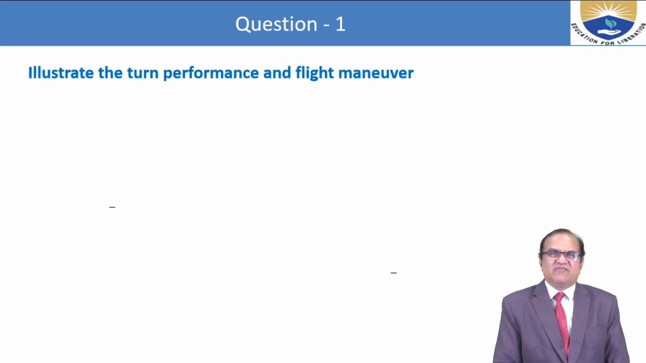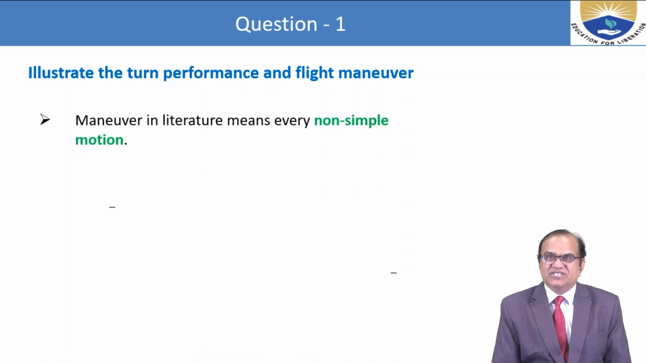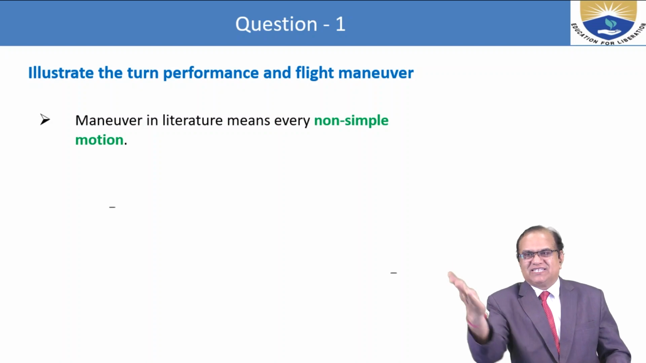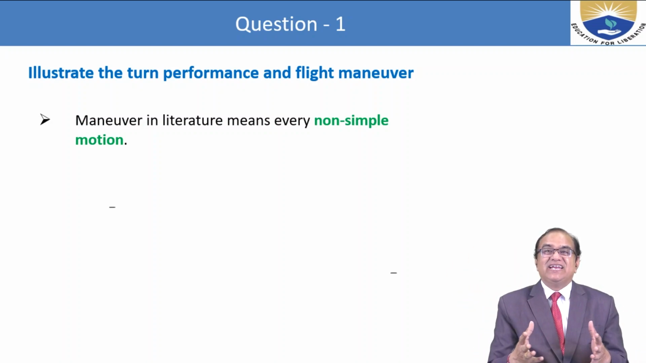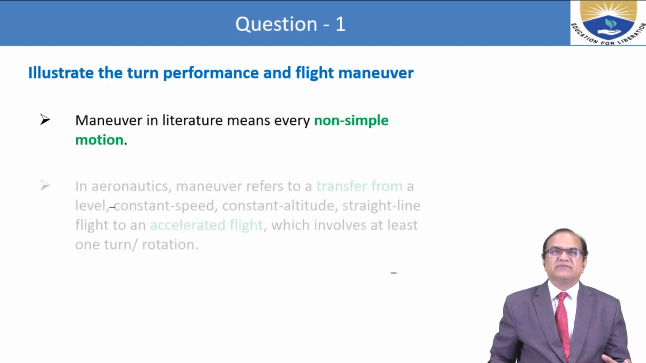The first question I will take from our bank is: illustrate the turn performance and flight maneuver. These are the two terms here, turn performance and flight maneuver. Maneuver in literature means every non-simple motion. It is not simply going straight like that. You can do like this, like this, like this. If you do different types of motion, then we can say that it is a non-simple motion. The non-simple motions are known as a maneuver.